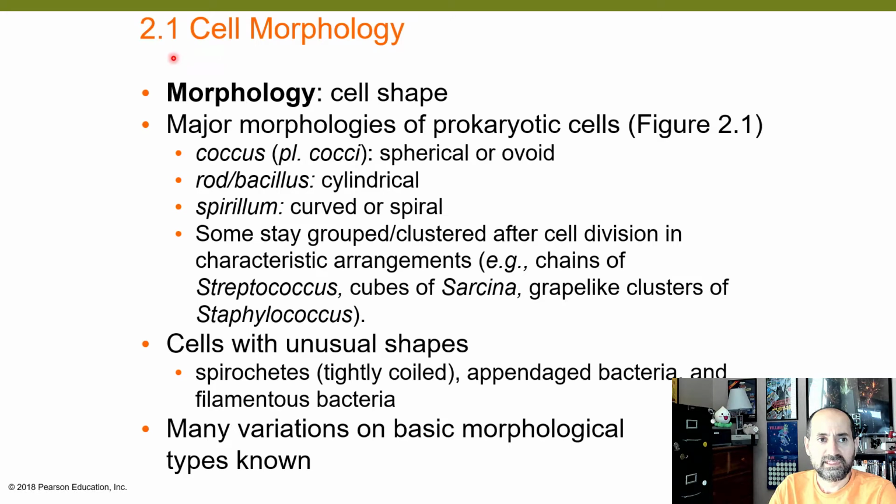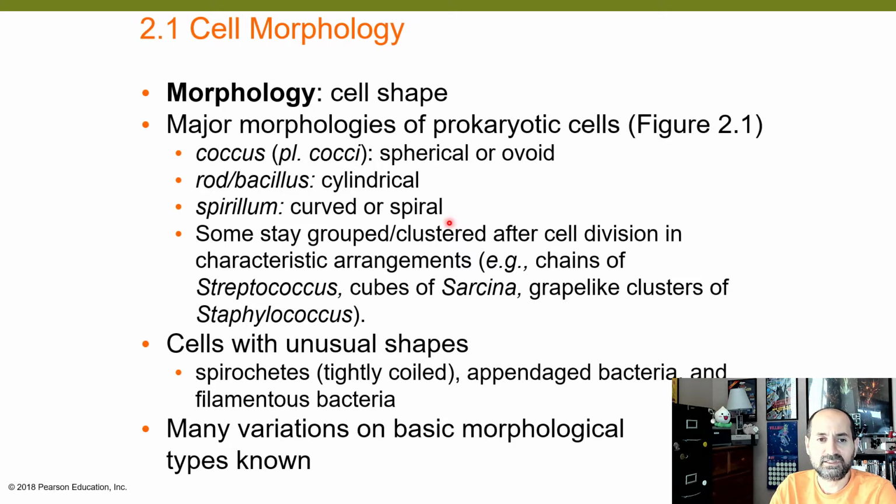Now, one thing we need to discuss with cells is their morphology. Morphology refers to a cell's shape. And when we're talking about prokaryotic cells, like bacteria and archaea, they both have coccus shape, which means spherical or ovoid shape, rod shape or bacillus shape, which is a cylindrical shape, and spirillum, which is a curved or spiral shape.